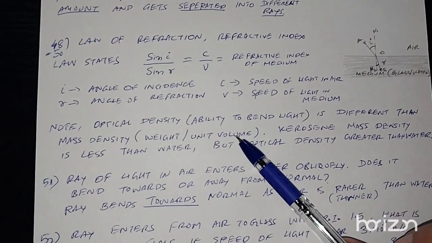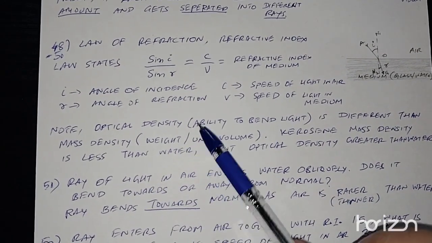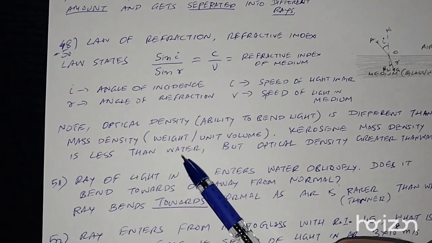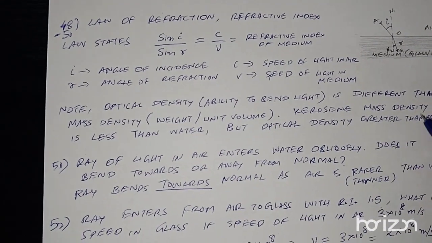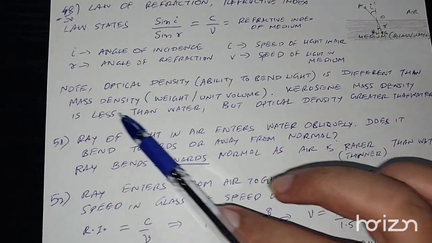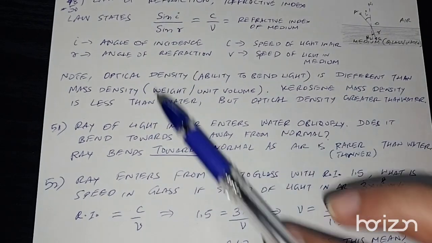Note that the optical density, the ability to bend light, is different from the mass density, which is weight per unit volume. Kerosene has a mass density lesser than water, but its optical density is greater than that of water. So optical density and mass density are two different quantities. When we are talking about refraction, we are talking about optical density.